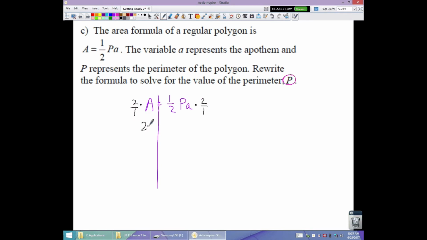So 2A on the left, 2 times capital A, equals the 1/2 times 2 cancels. I have perimeter times lowercase a, apothem. One more step to get rid of this lowercase a on the right. I will divide by little a on both sides. So the perimeter is equal to, now the capital A and the lowercase a are not like terms. They stand for totally different values, so you cannot combine them. It is just 2 times area divided by apothem.